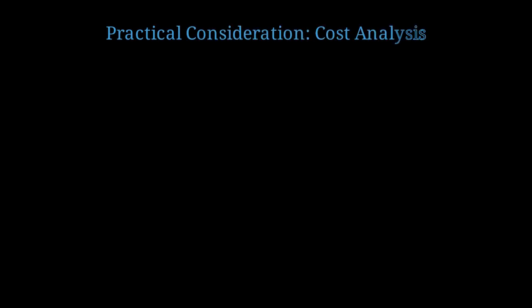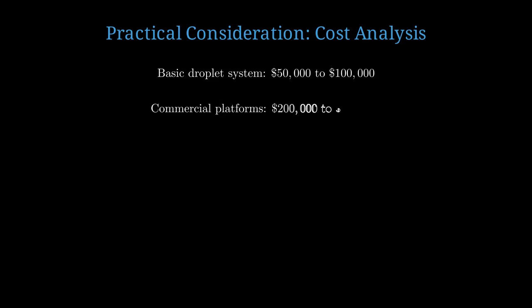Let's discuss practical economics. Is this technology accessible or only for large institutions? A basic droplet generation and sorting system costs about $50,000 to $100,000. This includes pumps, microscope, cameras, and sorting electronics. Commercial automated platforms cost $200,000 to $500,000. These are turnkey systems with software and support.